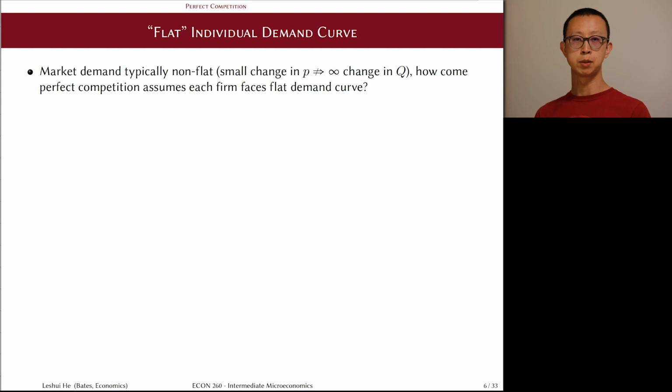When it comes to perfect competition, a very confusing point for me when I took the principles class was the assumption that each firm in a perfectly competitive market faces a perfectly horizontal demand curve. If you remember, in the principles class, we draw these graphs for firms in a perfectly competitive market, and you were told that the firm faces a perfectly horizontal demand curve. So regardless of how much they produce, the price they face is constant.